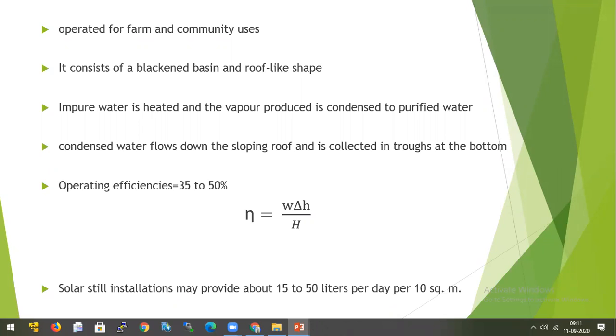And solar still insulations may be provided for about 15 to 50 liters per day per 10 square meters. This is the solar still. This is the end of the theory part, and we will discuss the problem. We will complete the second unit.